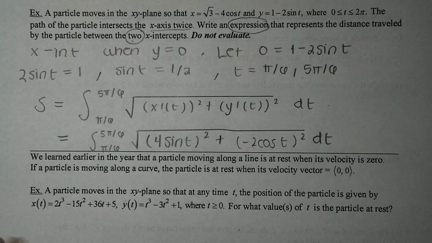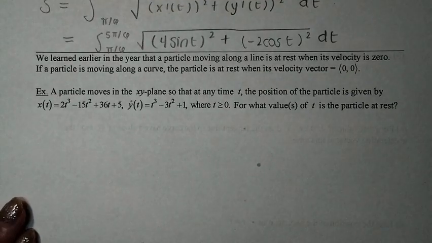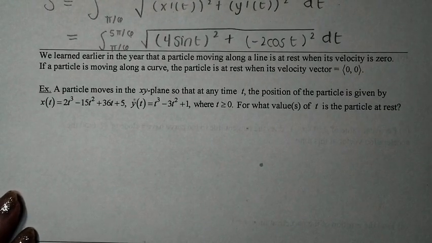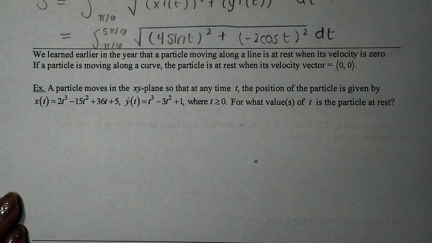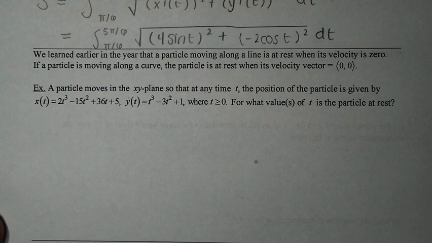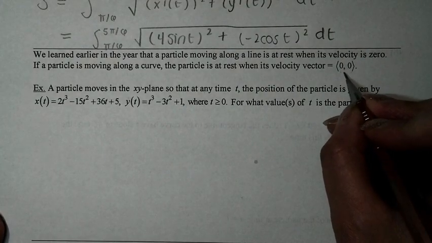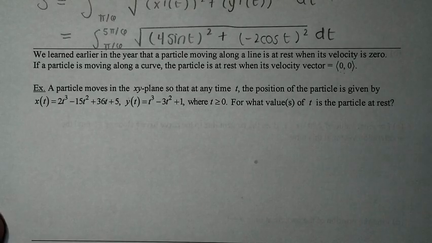We learned earlier in the year that a particle moving along the line is at rest when the velocity is 0. And back in the day, when we had an explicit function, it was easier because you just set the equation equal to 0 and solved it. But here the issue is that we have vectors. So if a particle is moving along a curve, the particle at rest needs to be at the vector 0, meaning both components need to be 0 at the same time. Please note something, at the same time.